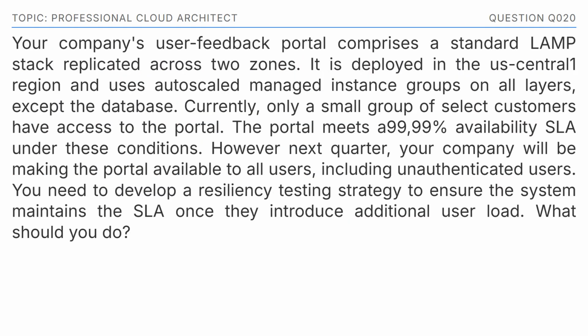Your company's user feedback portal comprises a standard LAMP stack replicated across 2 zones. It is deployed in the Central 1 region and uses auto-scaled managed instance groups on all layers, except the database. Currently, only a small group of select customers have access to the portal. The portal meets a 99.99% availability SLA under these conditions. However, next quarter, your company will be making the portal available to all users, including unauthenticated users. You need to develop a resiliency testing strategy to ensure the system maintains the SLA once they introduce additional user load. What should you do?